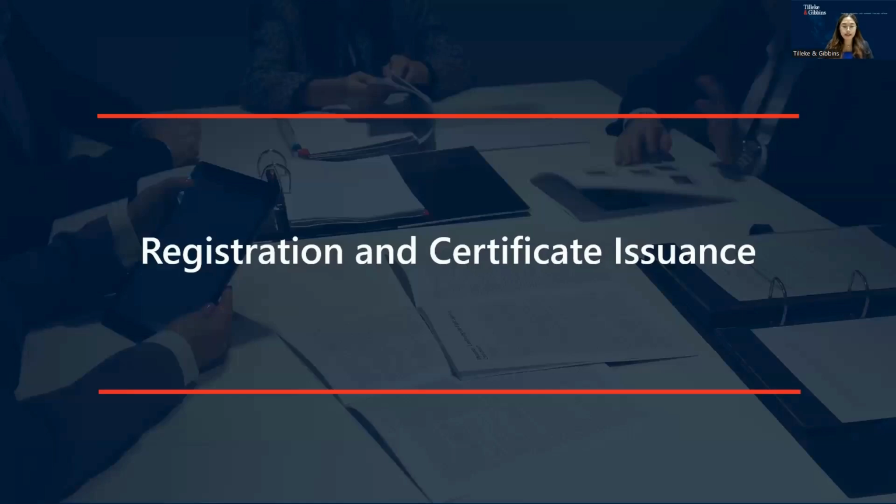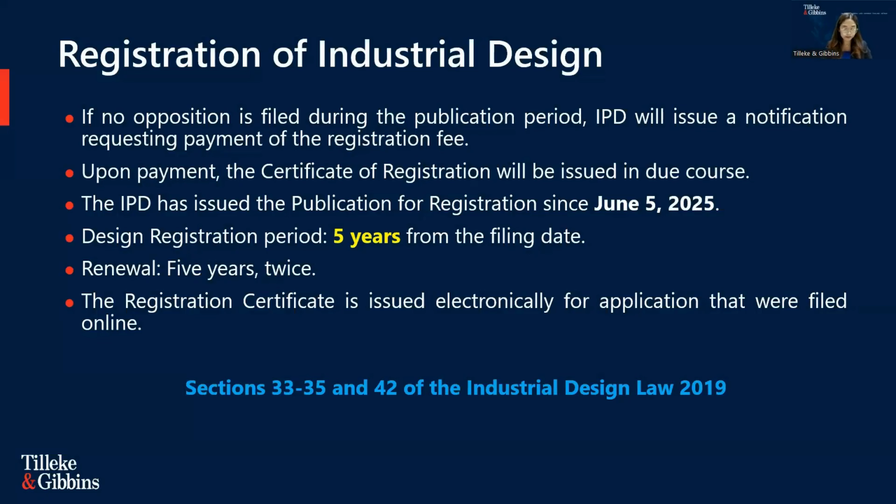This is the final step, registration and certificate issuance. The last step is about the registration fee payment. After the opposition period has passed, the registration fee can be paid. The certificate of registration of the industrial design will be issued by the IPD.